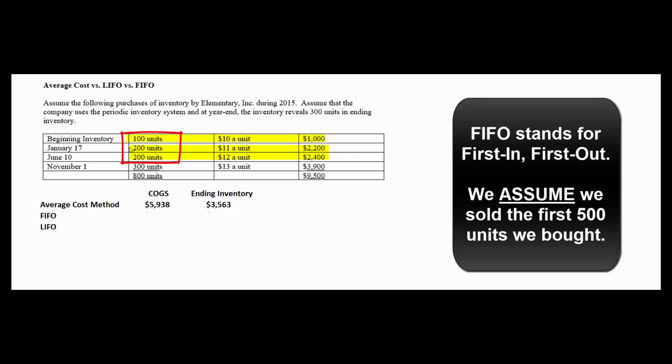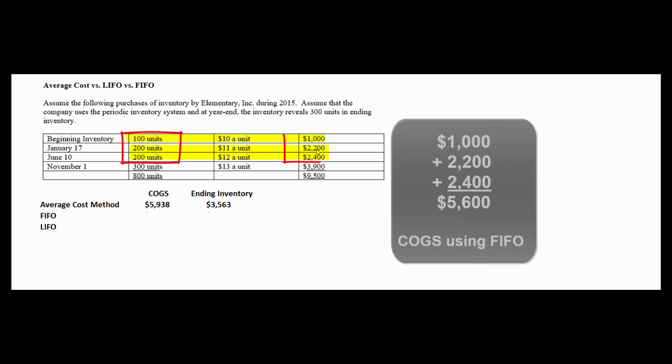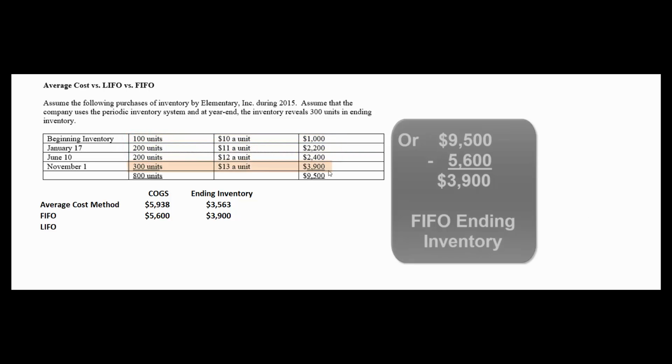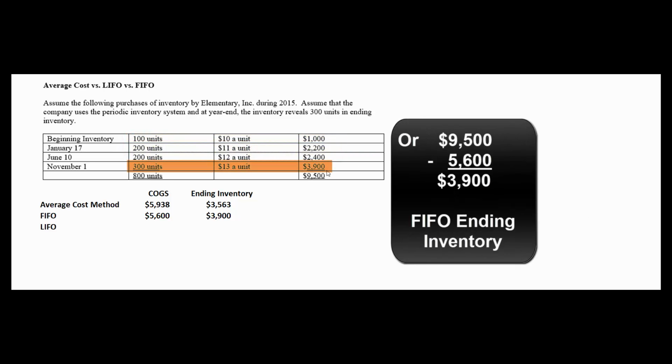That's 500 units total. So 1,000 plus 2,200 plus 2,400 means our cost of goods sold is 5,600, and our ending inventory is this last layer here of 3,900. First in, first out assumes the first units we bought were the first units we sold.